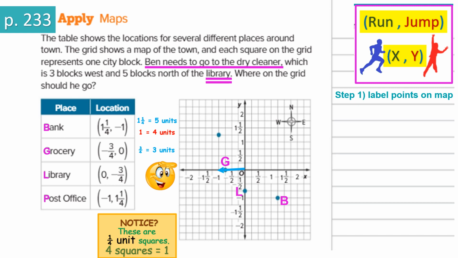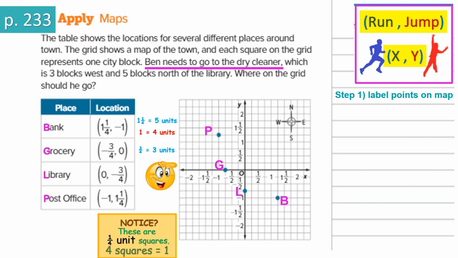But just in case you're wondering, for the post office, if I want to go back to the -1 and jump up 5 to the +1 and 1/4, then that is going to be the post office. Now, it says we need to go to the dry cleaner, which is 3 blocks west and 5 blocks north.